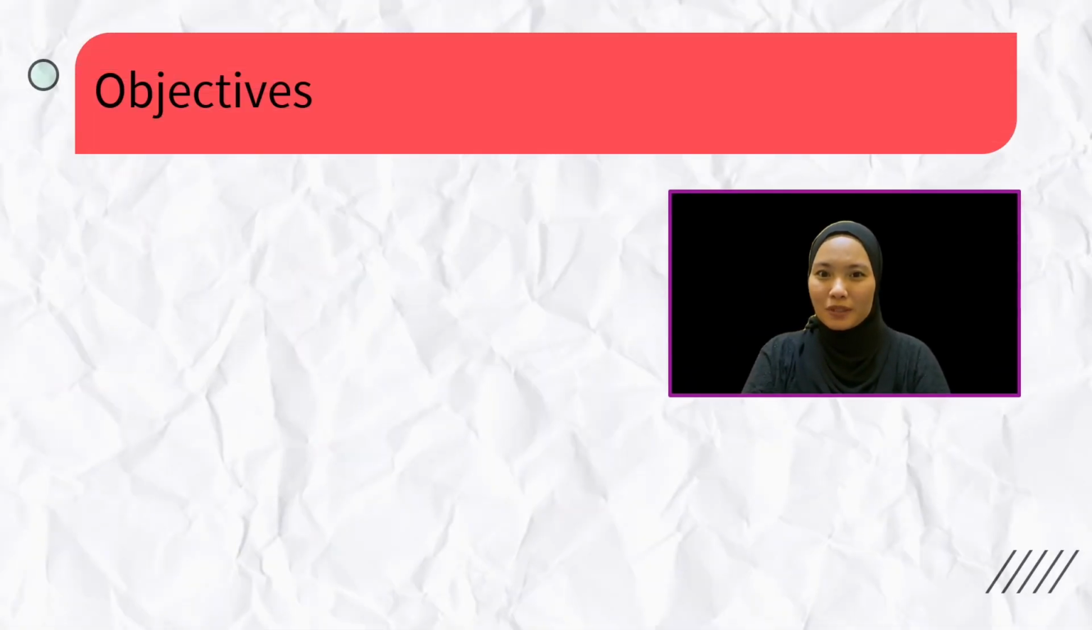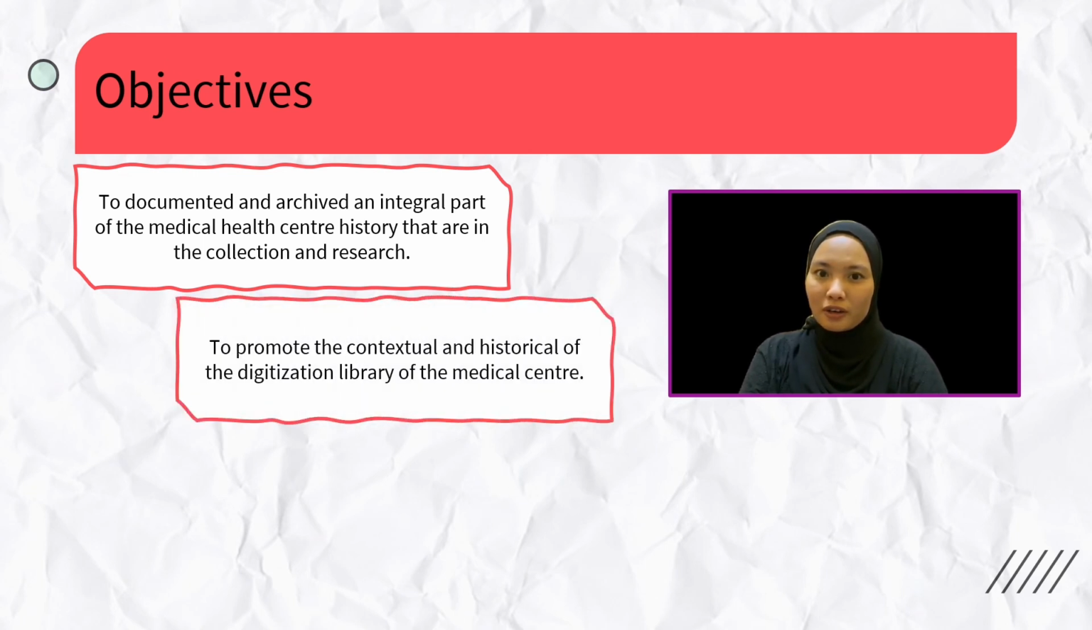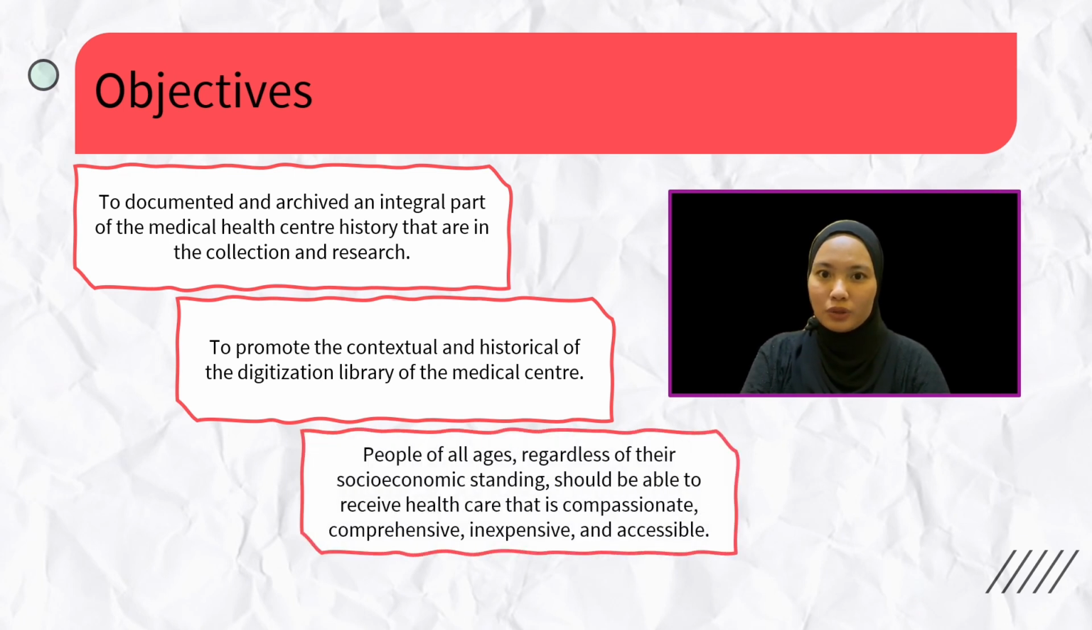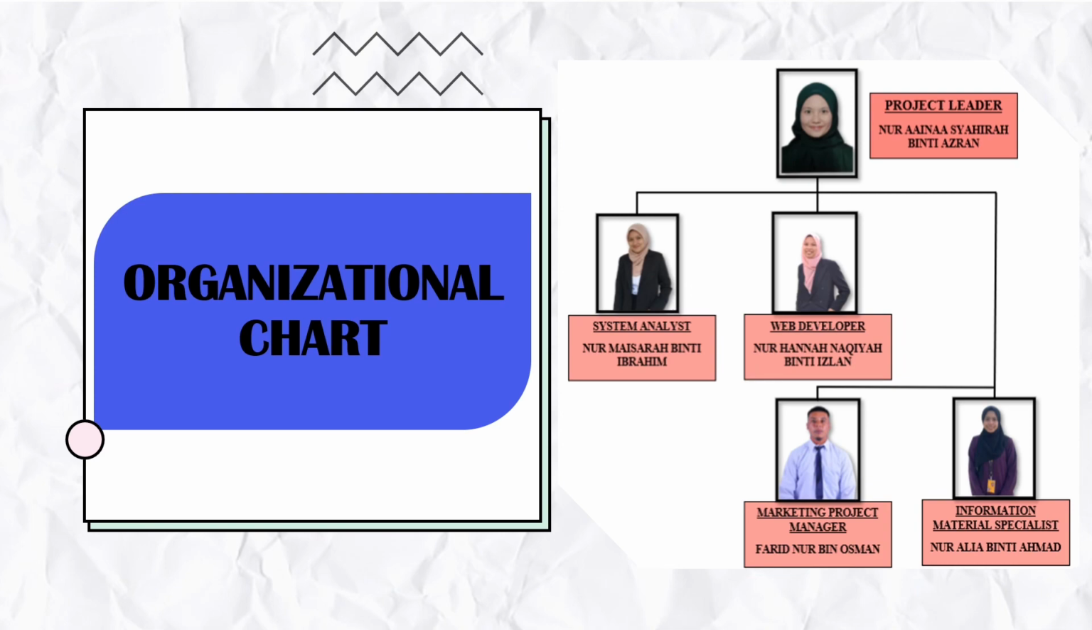There are three objectives of our digital library, which are: first, to document and archive an internal part of the medical health; second, to promote the contextual and historical of the digitization library; and last, to ensure that people can receive health care. This is our digital library organizational chart.